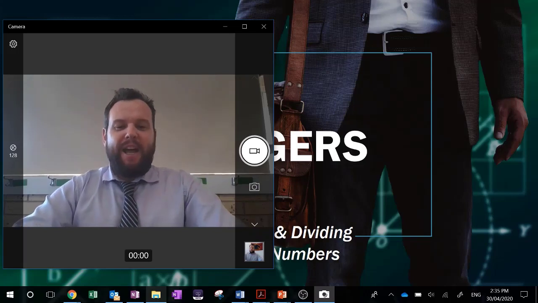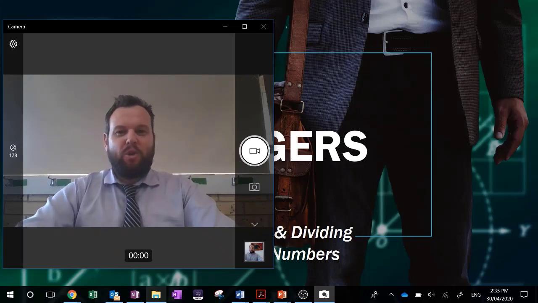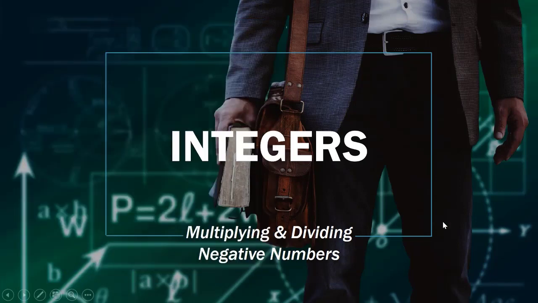Hey guys, so today we are doing a topic that I really enjoy. It's multiplying and dividing negative numbers. It's pretty simple, but there's a few little rules that you need to learn. And once again, same with a lot of negative number topics this term, there's a table that you need to learn to copy out that will help you along the way. So let's have a look at what we're doing.